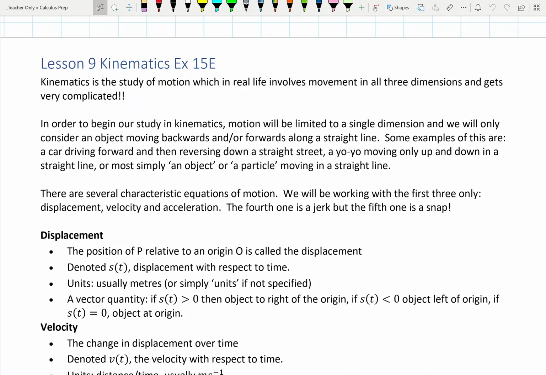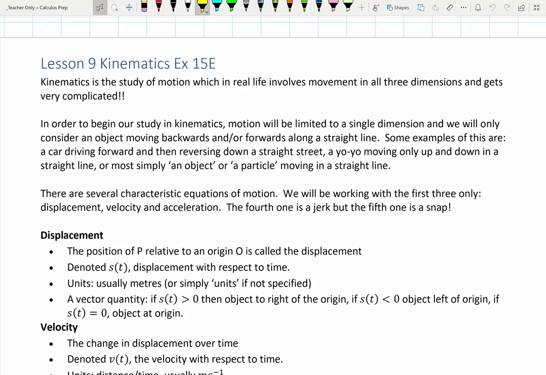But because it's so complicated, and because this is our first study of kinematics, we're going to limit it to a single dimension. So you can think of it like an object just moving forwards and backwards on a straight line, for example, a completely straight, completely horizontal train track. The train can only go forwards and backwards. We're not considering it going up and down. We're not considering any deviation left or right. So a car driving forward down a street and then just reversing, or a yo-yo moving up and down only.